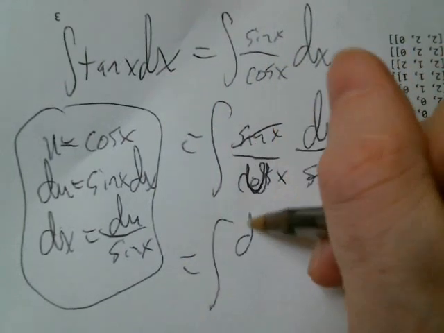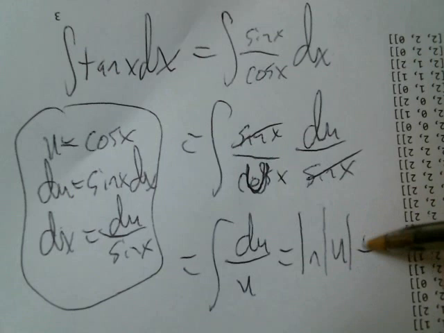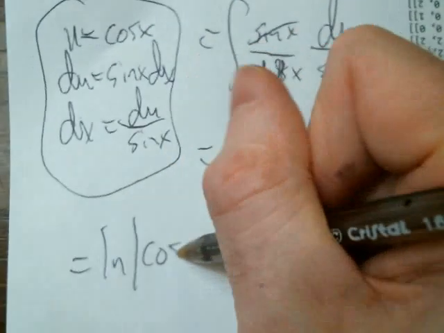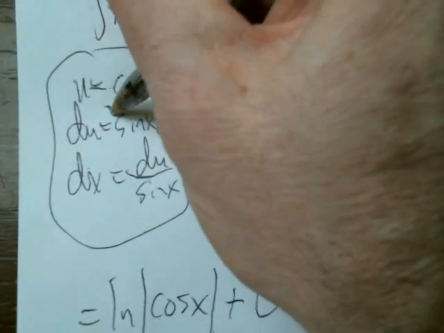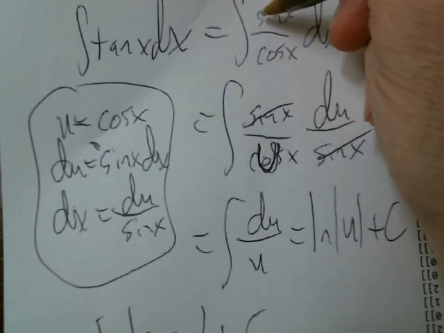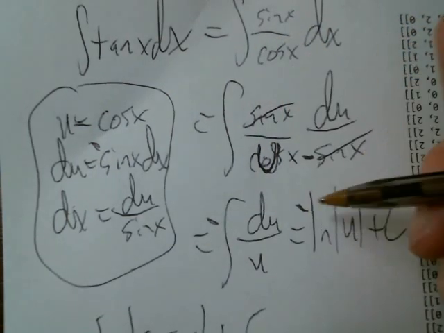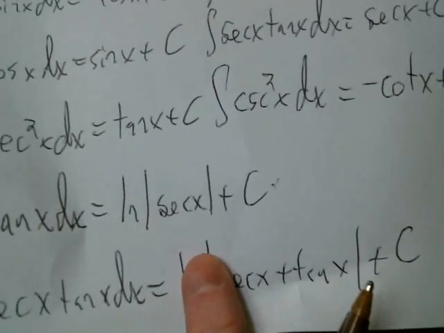So you'd end up with the integral of du over u, and that's the ln of the absolute value of u plus c, and that's equal to the ln of the absolute value of cosine x plus c, where this should be negative. I totally apologize. So this would be a negative down here, so we could factor out a negative. That would be negative there.